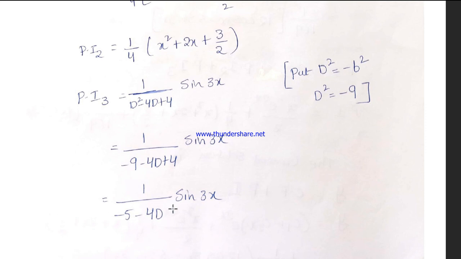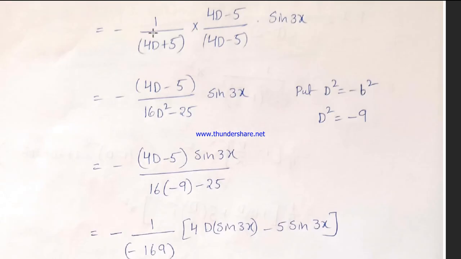into sine 3x. You can take the minus common. We can write minus 1 by (4D plus 5). Again you have to write in the D square form by using rationalization, that is (4D minus 5) by (4D minus 5) into sine 3x. So then you can multiply: minus of (4D minus 5), by (a plus b) into (a minus b) is a square minus b square. Here (4D) whole square is 16D square, 5 whole square is 25, sine 3x.